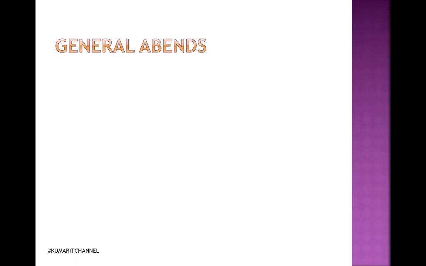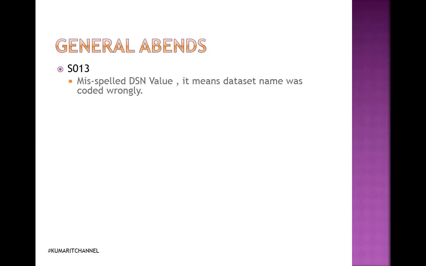First we'll look at the COBOL events that we come across commonly when we are working on it. The commonly seen events, like you might have seen, S0C7, S013, S0C4, and there are a set of events that we commonly come across. One of the commonly seen events is S013. Can you guess why we get this? This is because of a misspelling when you're programming. If you misspell any of the DSN values, it means the dataset name is wrongly coded, and in that case we get this kind of error.